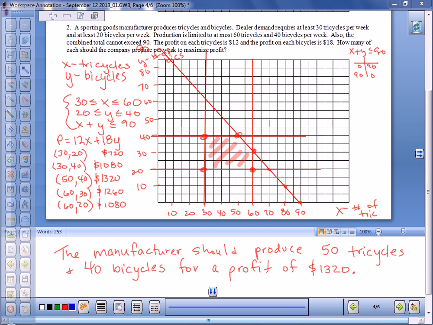And the reason it didn't make a difference in this problem is because we're maximizing. So it's going to be these points right here that are the only ones that would affect us anyway. If we're minimizing, then we would need these on the back end. But when you're maximizing, you want the bigger number.